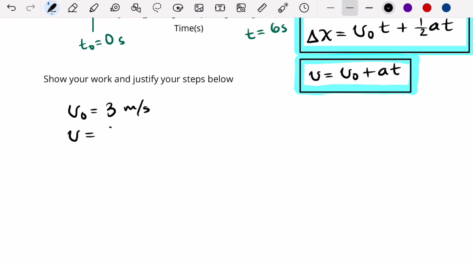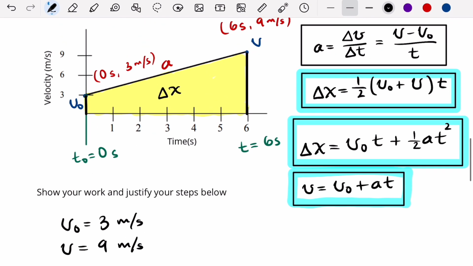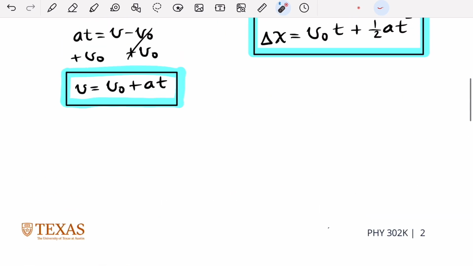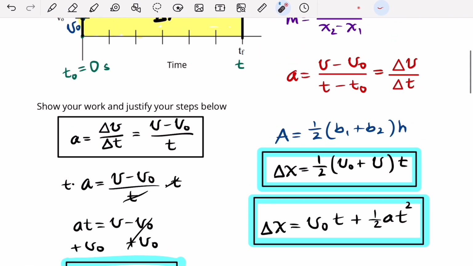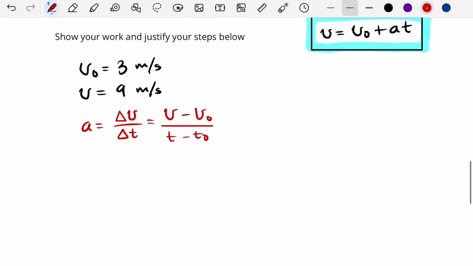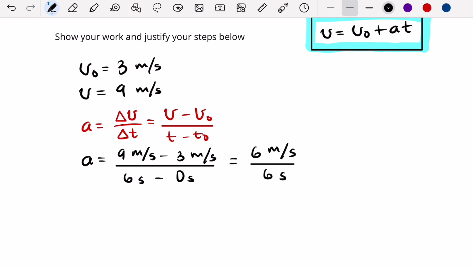Final velocity is also given to us. That's 9 meters per second. We can find the acceleration using this formula. And I'm going to use the average one, okay? So just to use T naught. Although we would get the same answer for this one, I'm going to use this version of it, the one with T naught. Now I just have to plug in my numbers. And then 6 divided by 6 is just 1.